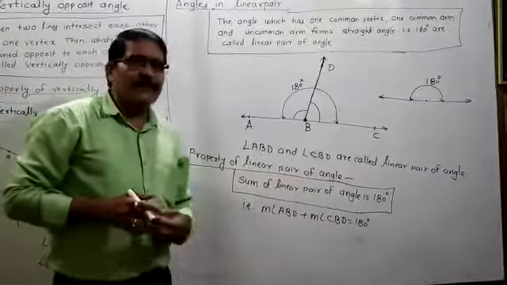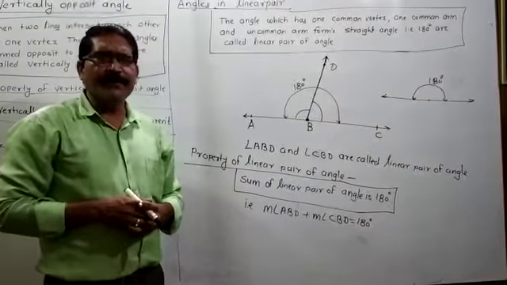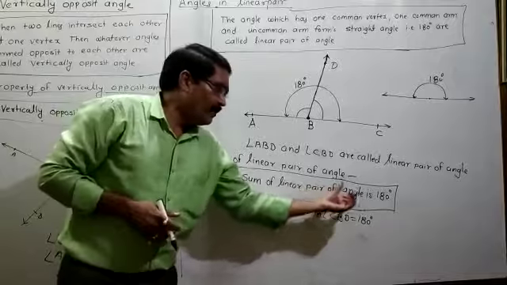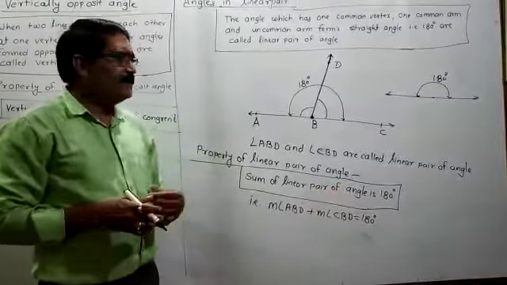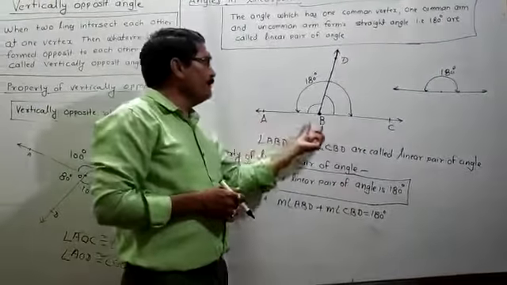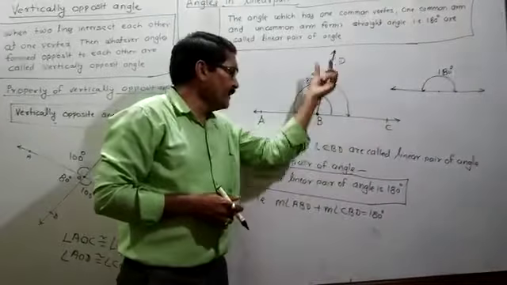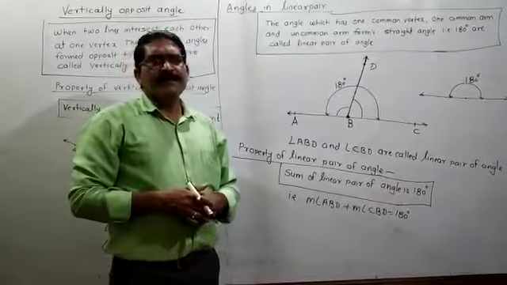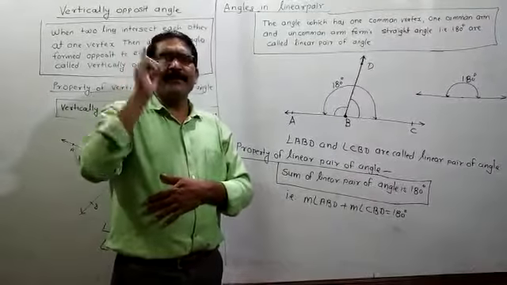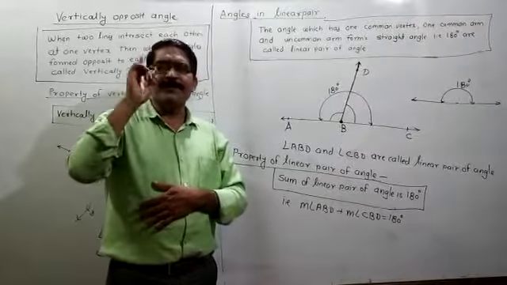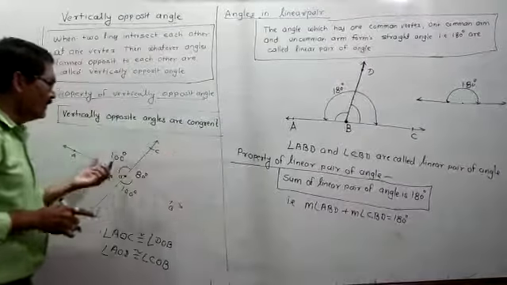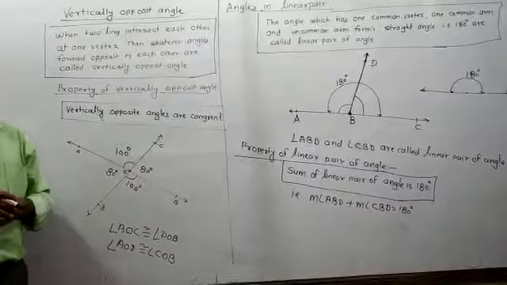And the property of linear pair of angles. What is the property? The sum of a linear pair of angles is 180 degrees. That means angle ABD plus angle CBD is equal to 180 degrees. What is the property of linear pair of angles? The sum of the linear pair of angles is 180 degrees. What is the property of vertically opposite angles? Vertically opposite angles are congruent.